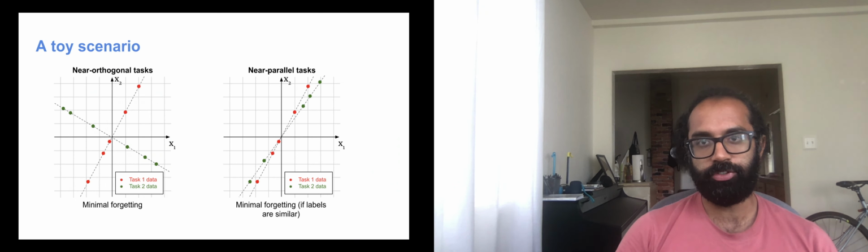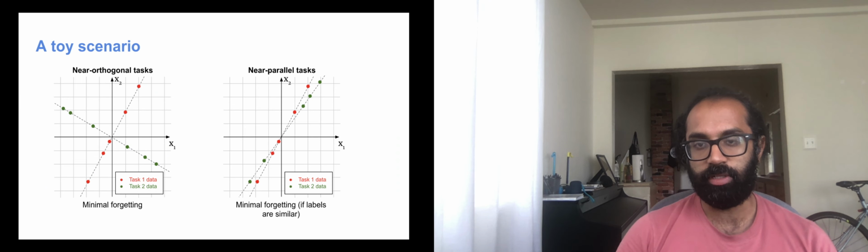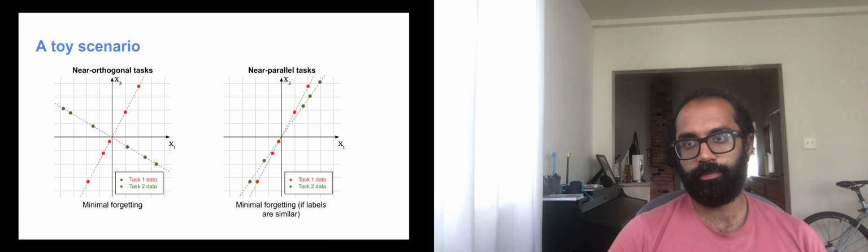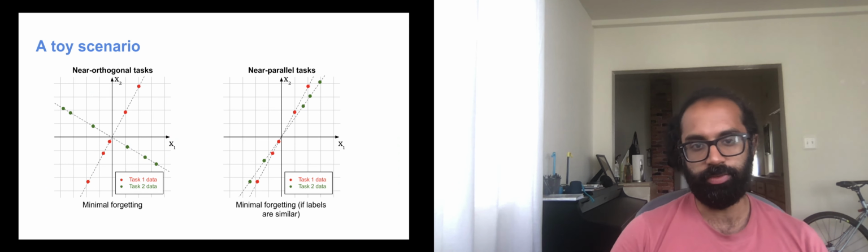Now, an analysis of this model shows two phenomena. First, when tasks in a sequence lead to model representations which are nearly orthogonal, then training on the second task doesn't have much of an effect on the original task representations, and there is minimal forgetting. At the other extreme, when the representations of each task lie in the same subspace or are nearly parallel, then as long as the labels are similar, there will also be minimal forgetting. So this model suggests that forgetting will be maximal for task sequences with an intermediate degree of semantic similarity.